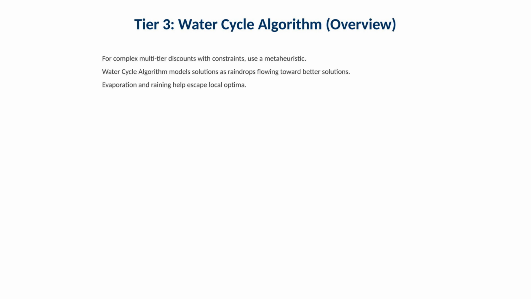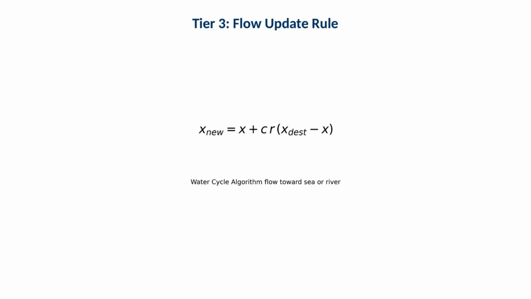When there are many tiers, storage limits, or additional business rules, heuristic evaluation may not be enough. The water cycle algorithm is a meta-heuristic that models candidate solutions as raindrops flowing toward better solutions, with evaporation and raining to escape local optima. This flow update rule shows how a candidate solution moves toward a destination such as the sea or a river.